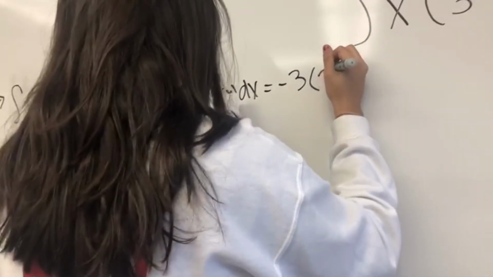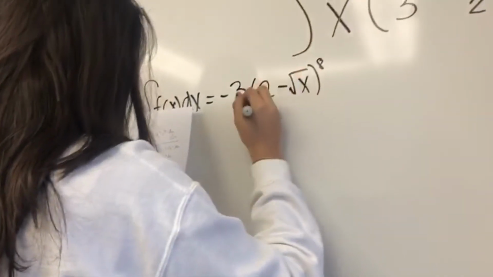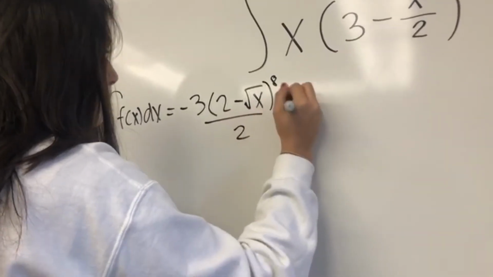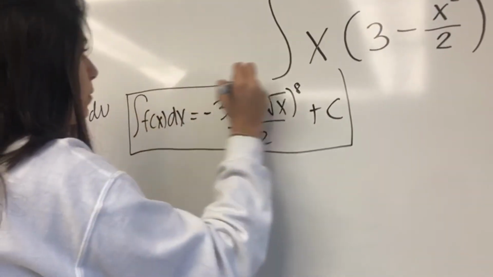So it will be negative 3 times 2 minus square root of x to the 8th power divided by 2 plus c, and this is our final answer.